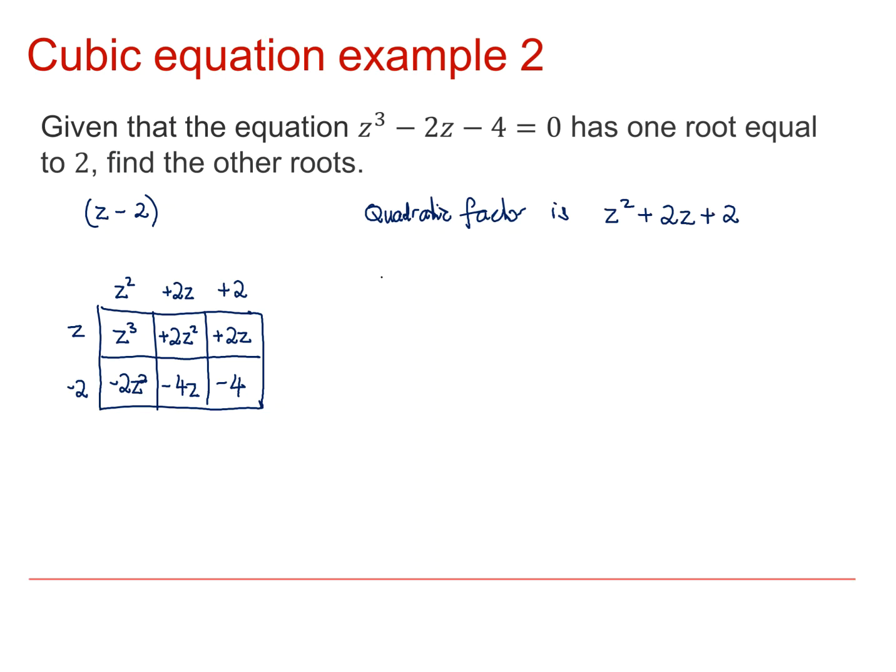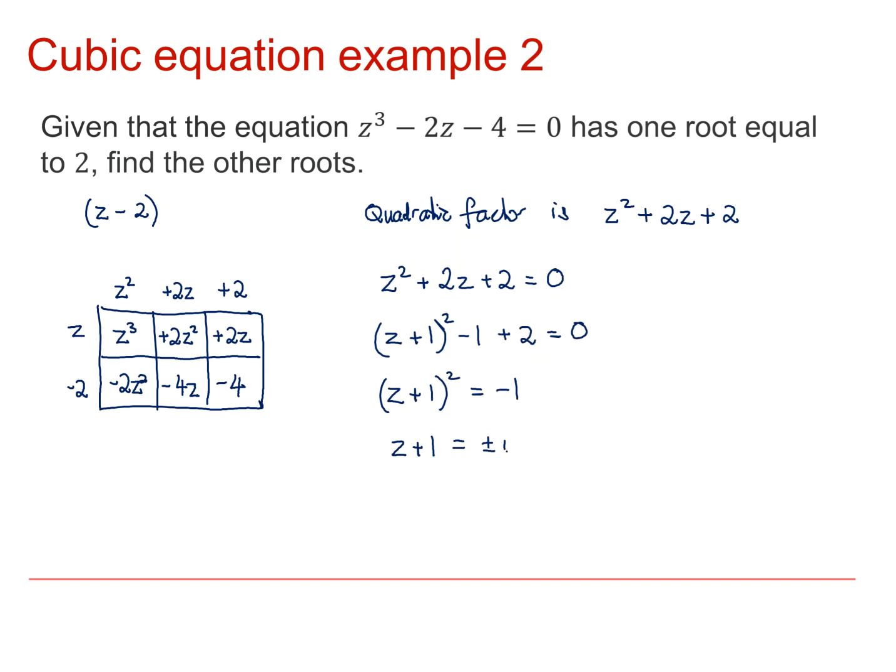Now I need to solve the equation z squared plus 2z plus 2 equals 0. I'm going to do that by completing the square. z plus 1 all squared minus 1 plus 2 equals 0. So z plus 1 squared equals minus 1, which means z plus 1 is plus or minus i, and z is equal to minus 1 plus or minus i.